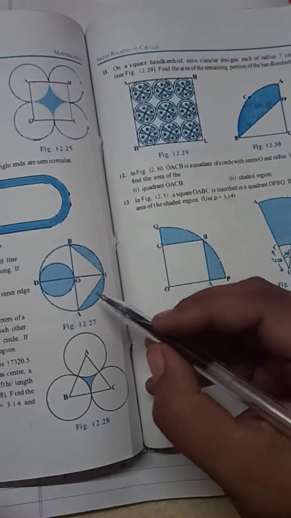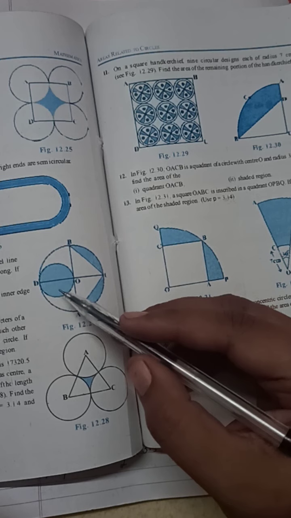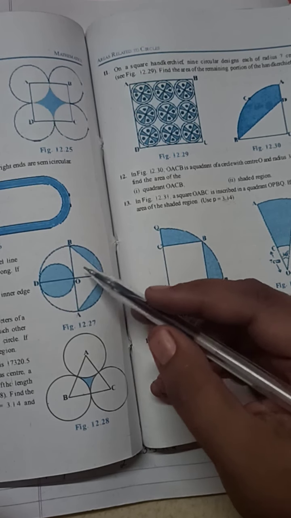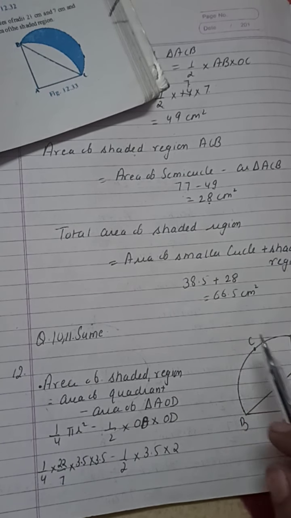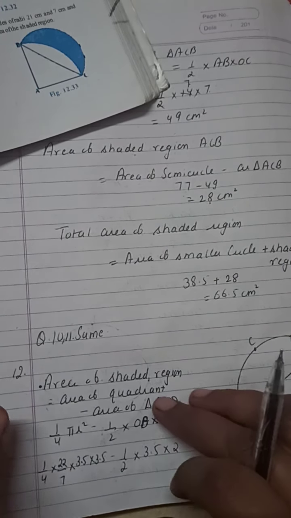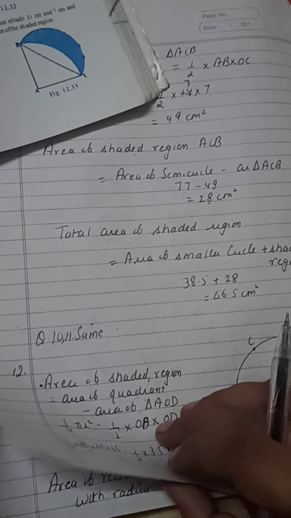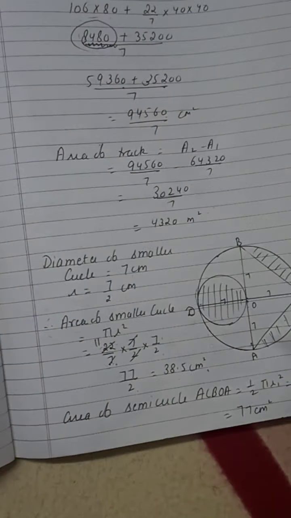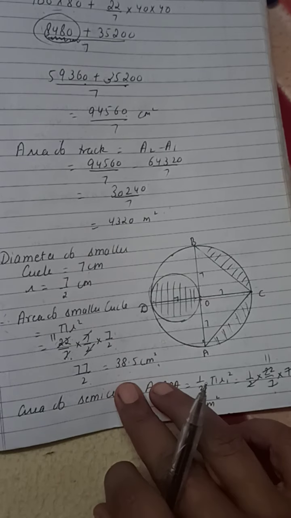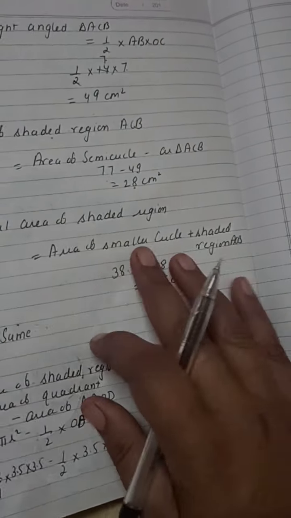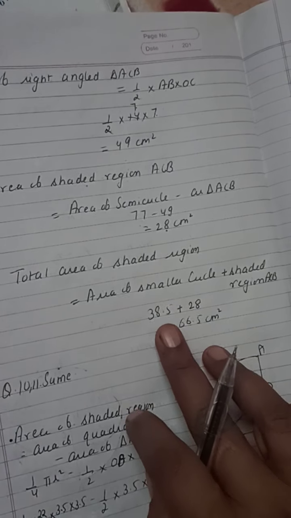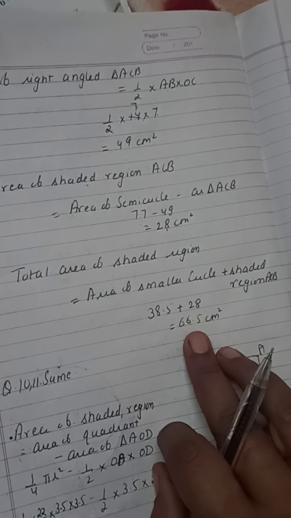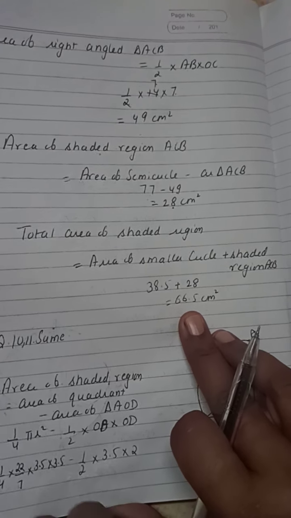Now the total shaded area. This is 28, this is 77. I will add this 28 to the 77. I will get the area of the total shaded region of this figure. So the total shaded area, with the smaller circle, that is not 77, sorry, 77 is the area of the semicircle. You can check that the area of the smaller circle is 38.5. I will add 38.5 to the shaded region, that is 28. After adding these two, I am getting the area as 66.5 centimeter square.